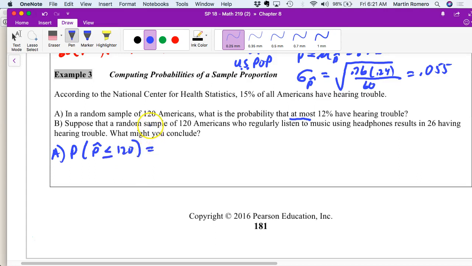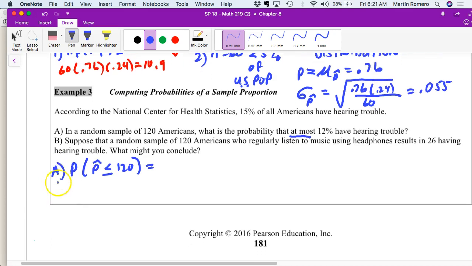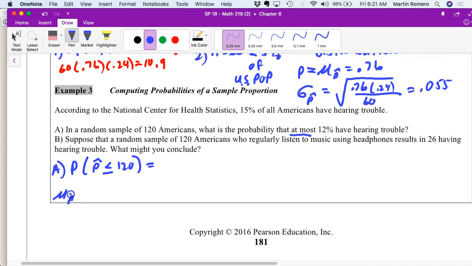Now that notation is a new notation. In the past we had x bar or x. And so now we're looking at p hat. So how do we get that answer? To get that answer, we need to use the normal calculator. We know the mean of p hat is going to be equal to 0.12. And then what we need is the standard deviation of p hat. And so we need to do that calculation here.